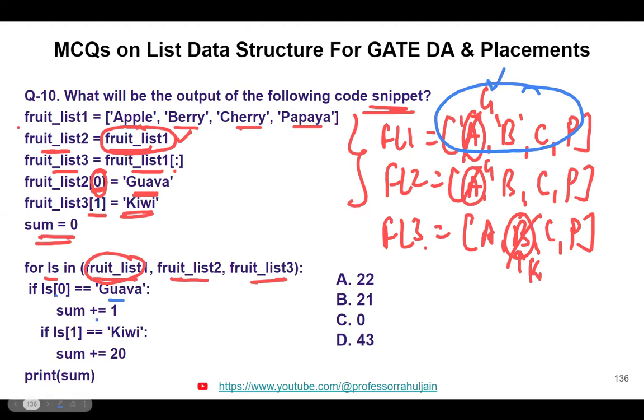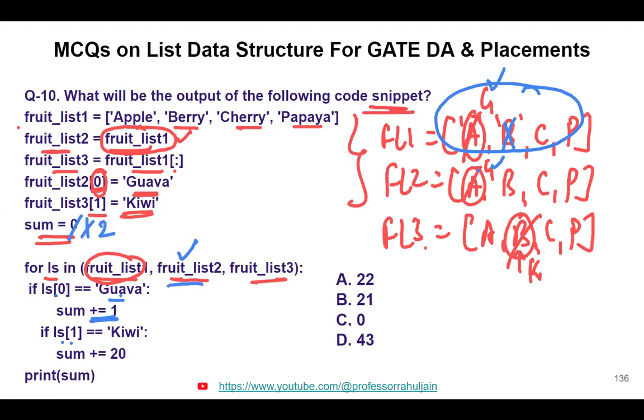Yes. So sum equal to sum plus 1. Initially sum is 0, so 0 plus 1 is 1. Okay. In the same list, is list[1] equal to kiwi? No, here it is not kiwi. It is berry, so it is not going to work. Now coming to fruit list 2. list[0] is guava. Here also the 0th element is guava. Yes. So sum equal to sum plus 1. 1 plus 1 is 2 now.